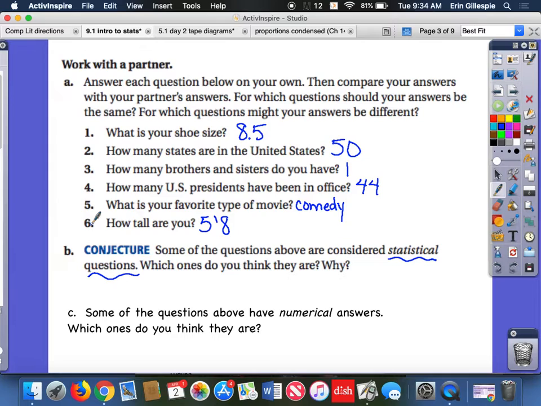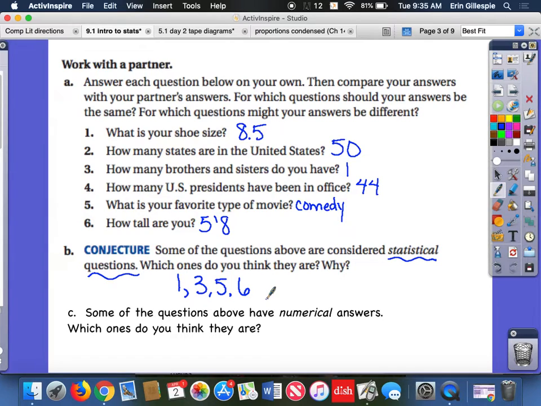All right, hopefully you said that you thought the statistical questions were 1, 3, 5, and 6. Those are the ones that we should get a variety of answers for. We shouldn't get a variety of answers for 2 and for 4 because those have one correct answer. That's like a question I could put on a test and mark you either right or wrong. There's not a variety of correct answers.